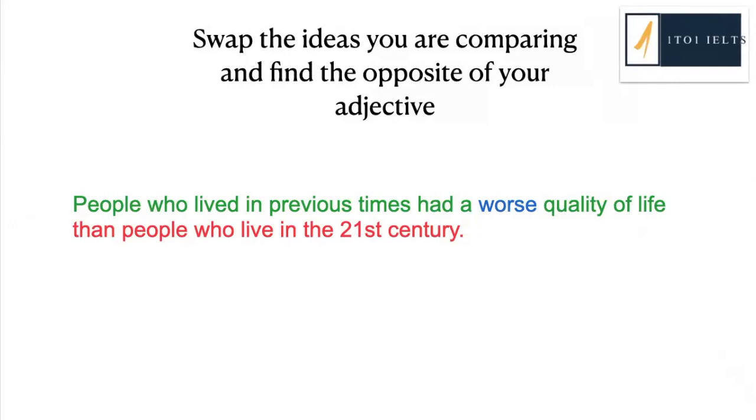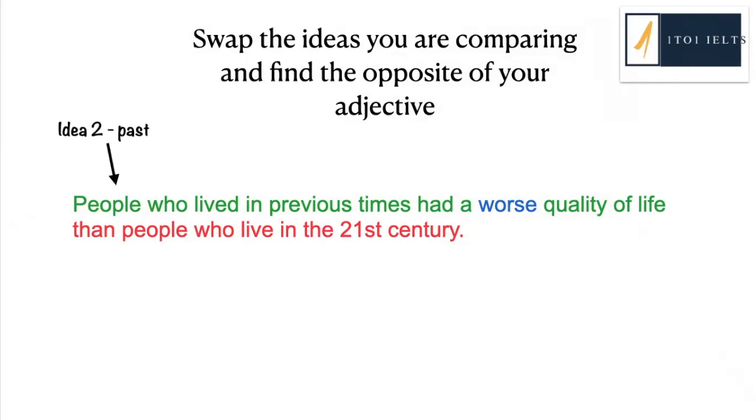So having changed these around, I wrote people who lived in previous times have a worse quality of life than people who live in the 21st century. You see, I haven't looked for any synonyms apart from changing the word better to worse and changing the order of my comparison.